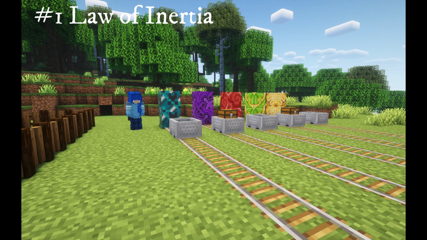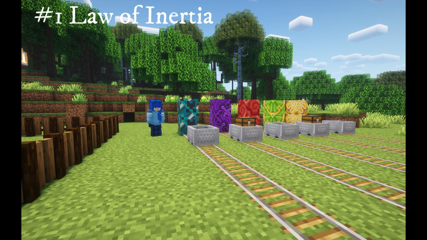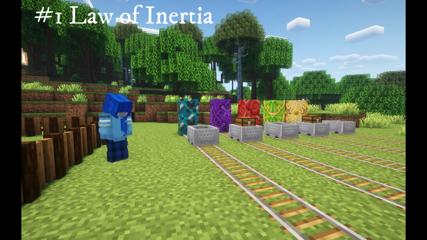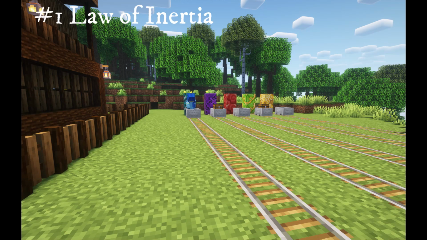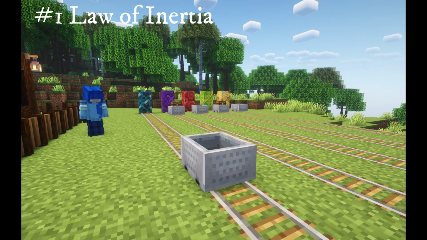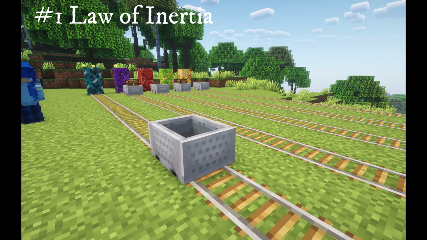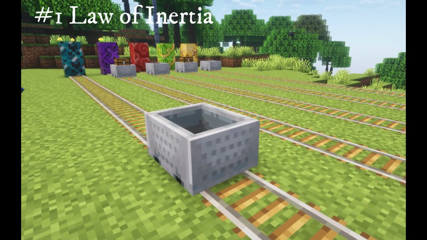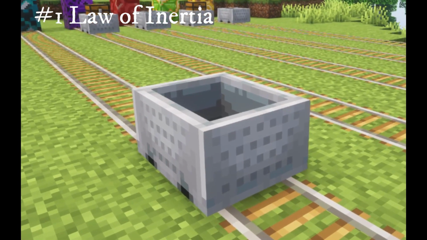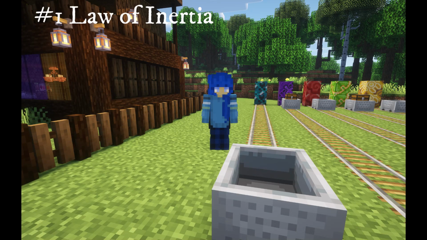So essentially, I have one minecart here, which is empty. If I push this minecart, as you can see here, it will keep moving across the tracks. It is an object that is in motion. And as it goes in motion, it will continue to do so until it begins to slow down due to friction and air resistance and gravity.